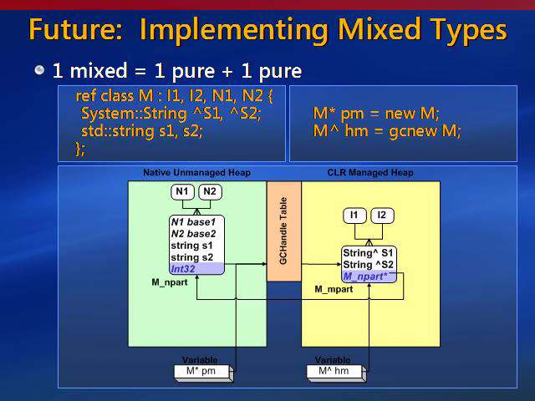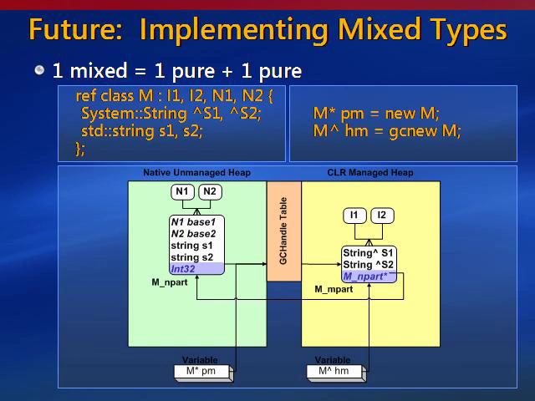So this is how we're doing that. Let me step through the picture because it's certainly worth explaining. You'll see that ref class M here is implementing two interfaces and inheriting from two native classes. And so that by itself makes it a mixed class.